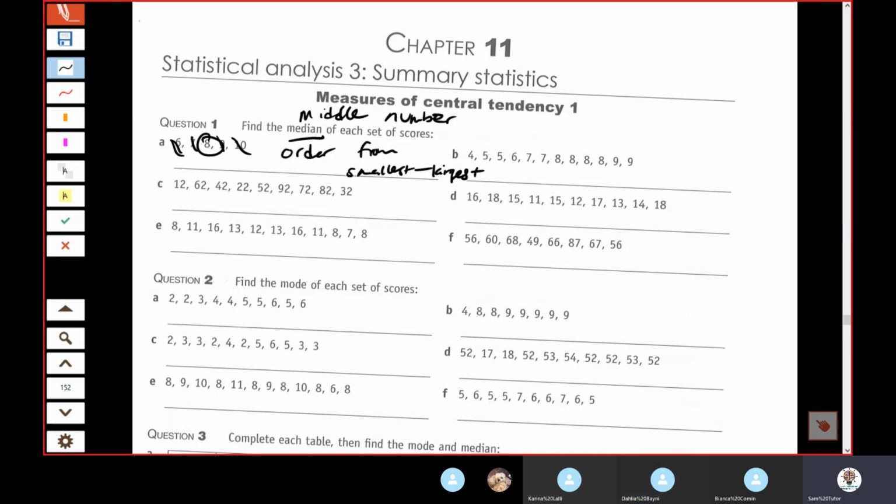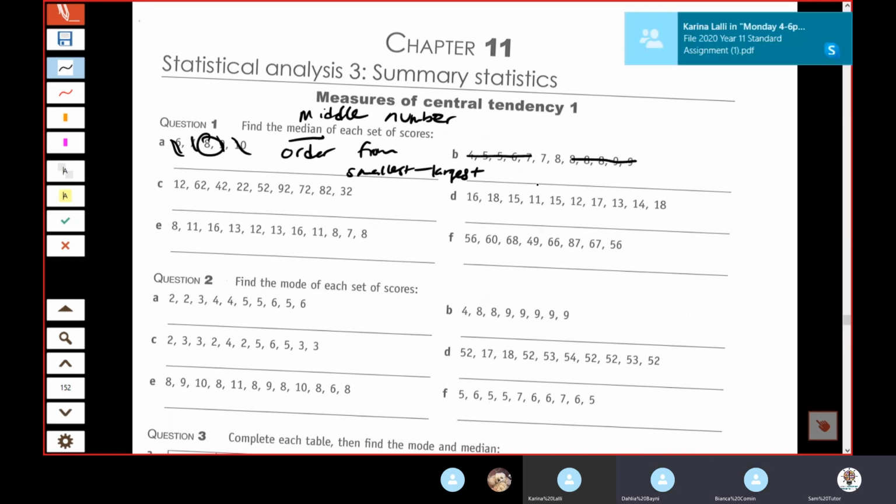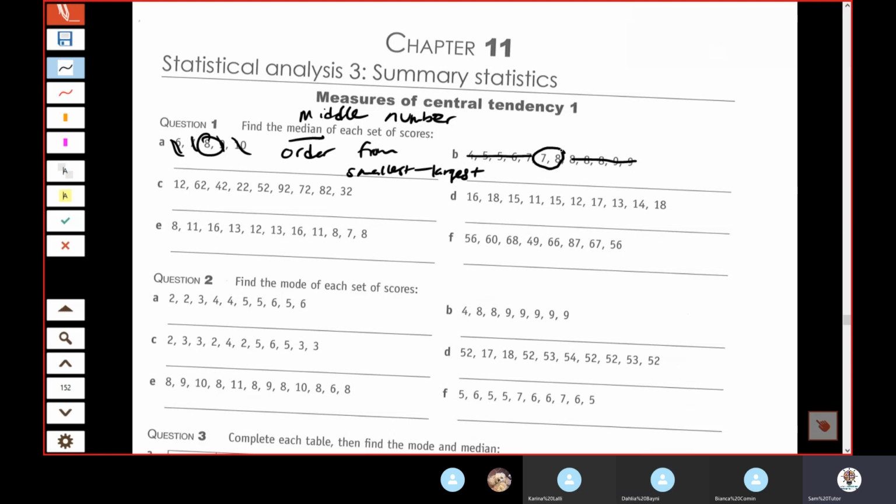So if I had a question like this, I know you're taught to cross out 1 at each end, but a quicker way, if you know they're already in order, is to just assume we cross out 5. 1, 2, 3, 4, 5. That makes sense, doesn't it? 2, 3, 4, 5. And then you've got 7 and 8. Halfway between 7 and 8 is 7.5.